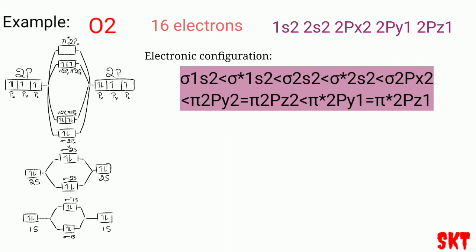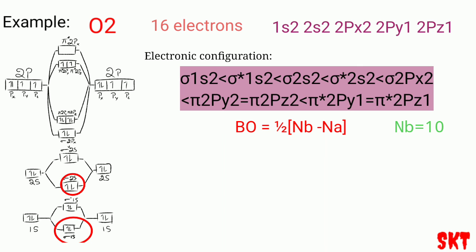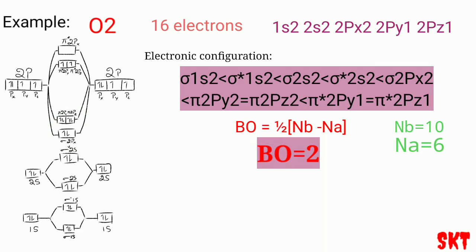Find the bond order from the given formula: half into the number of electrons in bonding molecular orbitals minus the number of electrons in antibonding molecular orbitals. So we have 10 electrons in the bonding molecular orbitals, that is 2 in sigma 1s, 2 in sigma 2s, and 6 electrons in sigma 2px, pi 2py and pi 2pz, and we have 6 electrons in antibonding molecular orbitals. So the bond order is 2, and therefore the O2 atoms are bonded by a double bond.